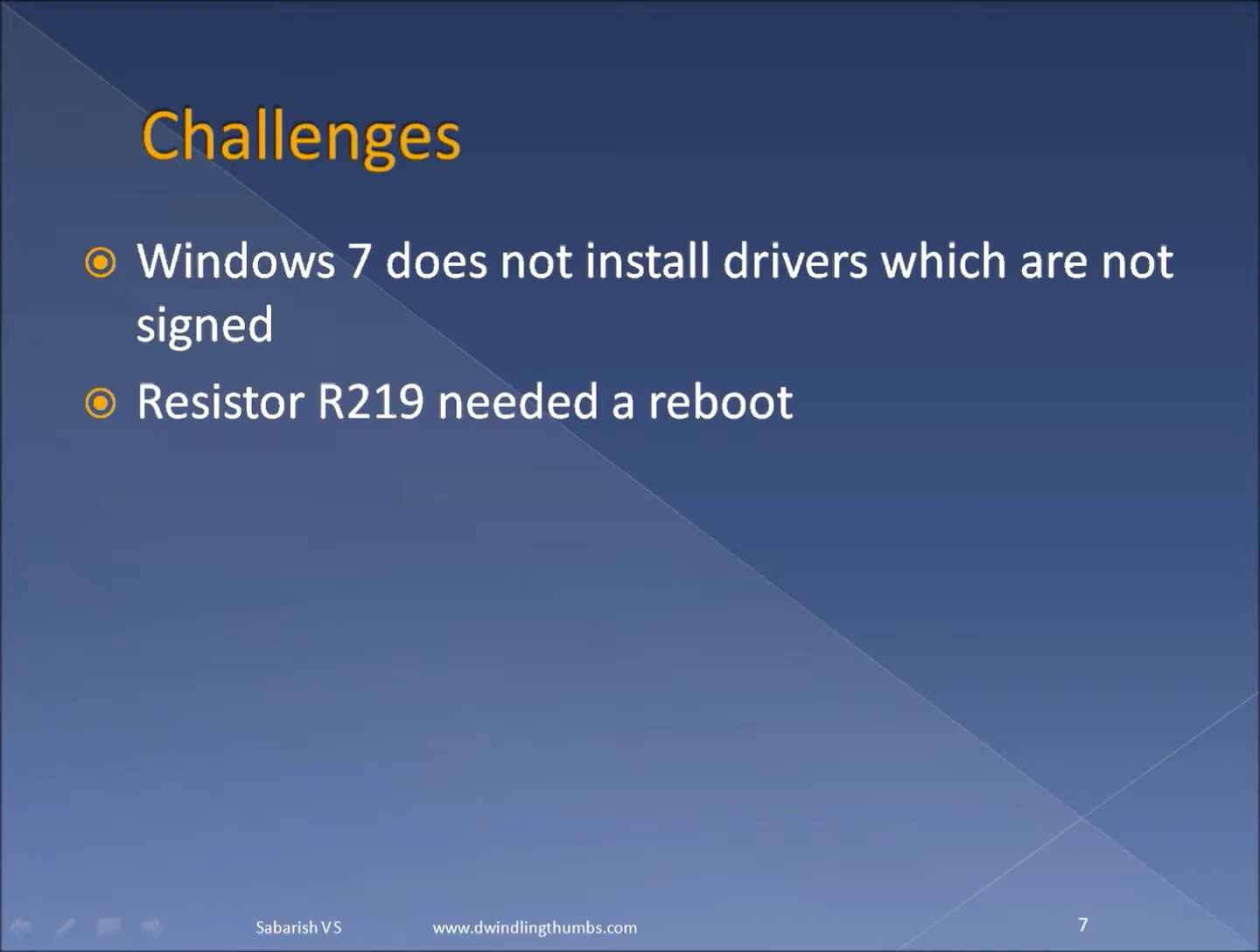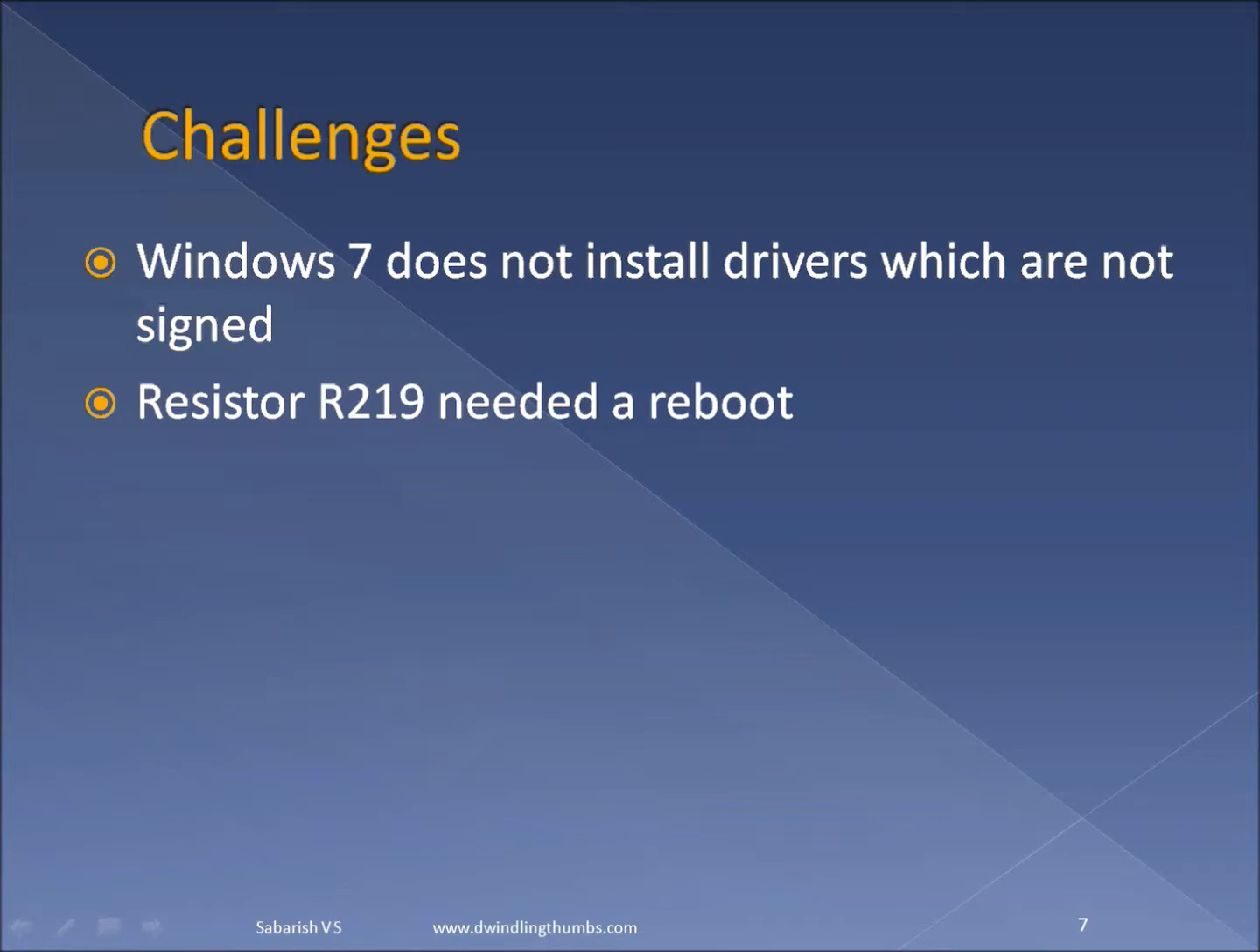And on my particular BeagleBone, that's revision A4, the register R219 had a bug and I had to reboot the system in order to get my BeagleBone an IP address assigned to it by the DHCP. If you're using a different revision, then I guess you don't need to worry about it.